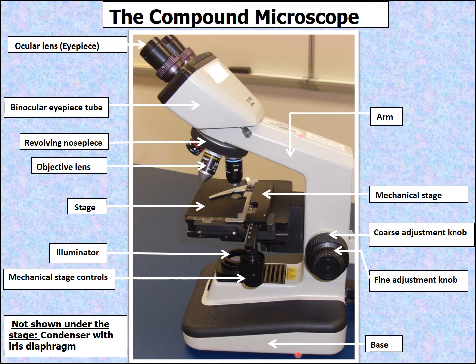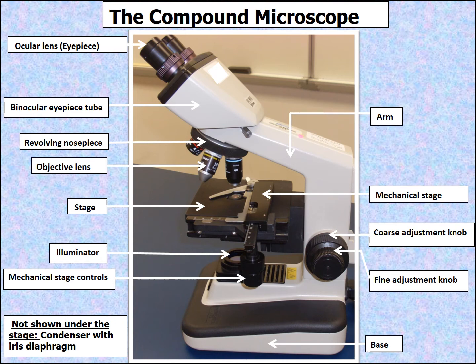Now, I already talked about the base. Now here, what's not shown are the condenser with the iris diaphragm. These are actually kind of important. Unfortunately, you won't get a chance to actually use them. The condenser with the iris diaphragm are just underneath the stage. The iris diaphragm allows you to open and close, so reduce or increase, the amount of light that goes through your specimen, which can increase your contrast and resolution. Okay, so that can help improve that.